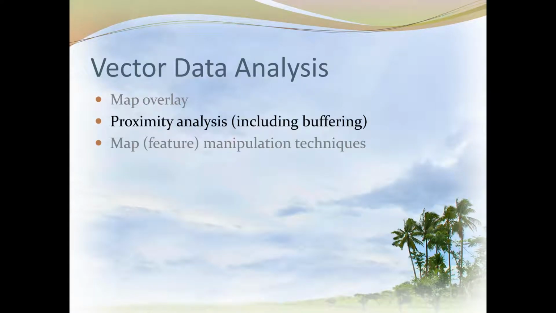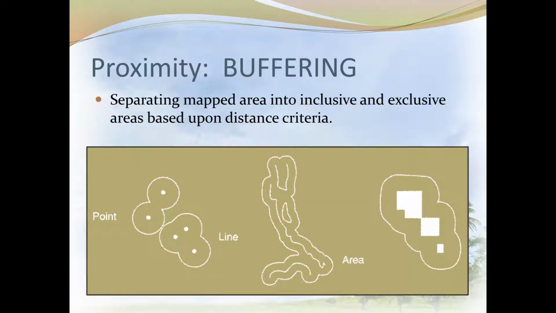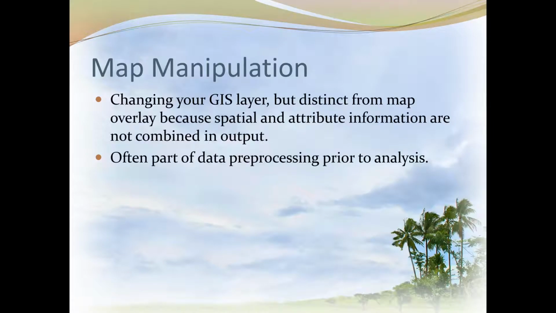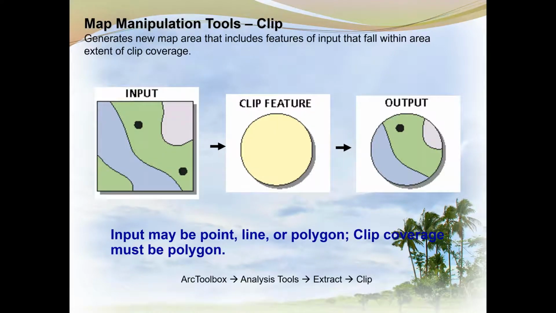So vector data analysis, we already talked about buffering. Buffering, we will not go into detail. With advanced buffering, we can do multiple ring buffering and more. And then the clip. We will move to map manipulation, which changes the map layer but is distinct from map overlay because spatial and attribute information are not combined in the output, and is often part of pre-processing prior to the analysis.